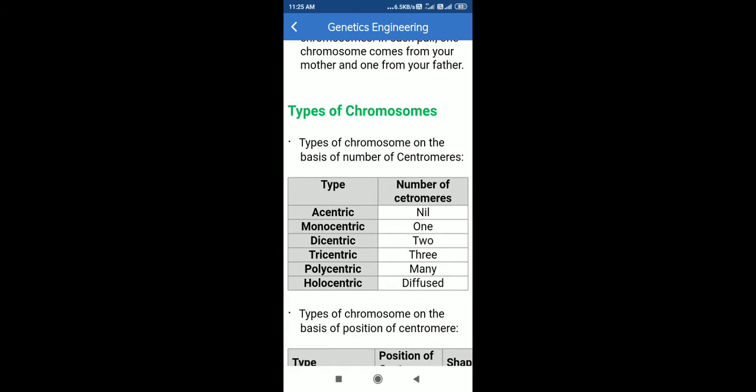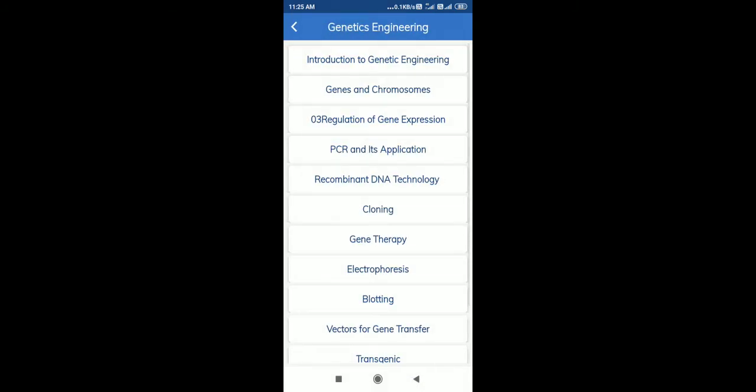Okay, now let's go into the other things we are doing. Now the other thing we are thinking about is regulation of gene expression. Okay, regulation of gene expression. How are genes regulated? Genes can be regulated in any form. Why? What is gene regulation? It's a kind of control structure.